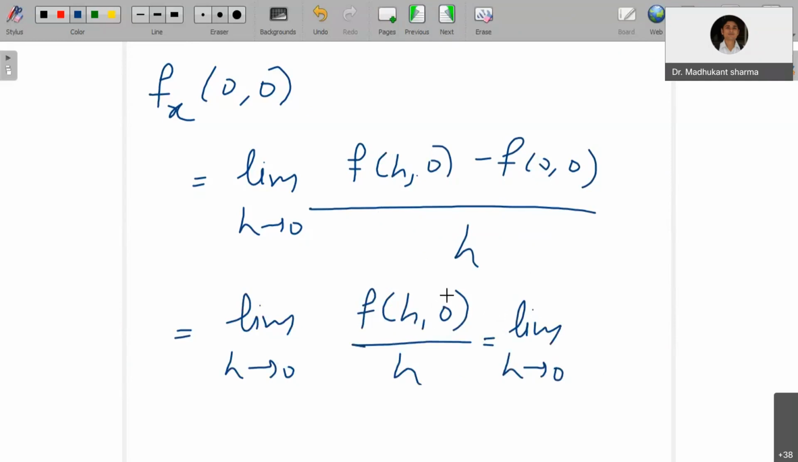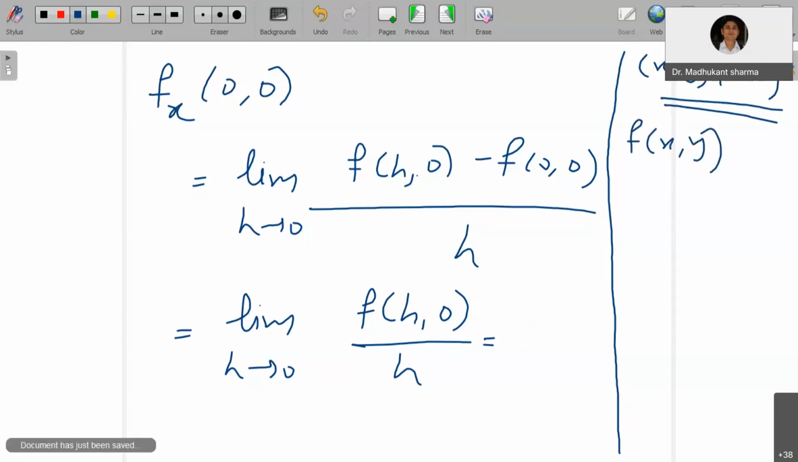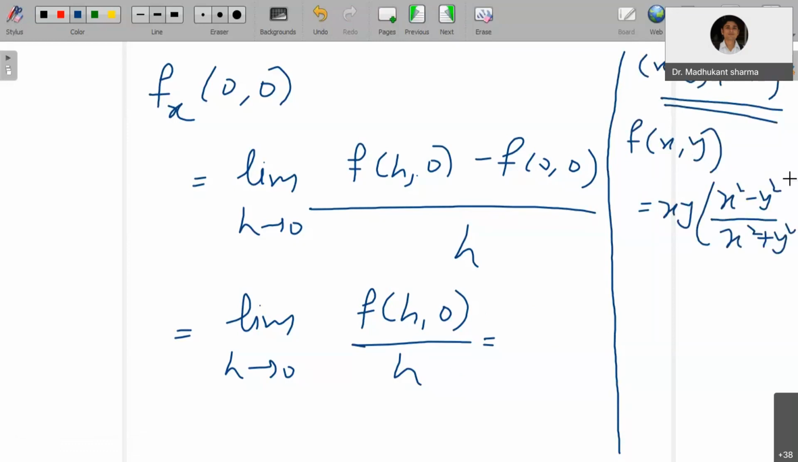Now see, y is 0 and x is h. You have to replace in the definition. So let me write down on this side what the definition was for (x, y) a non-zero point. Then it will be more clear. f of (x, y) is equal to x times y times (x square minus y square) divided by (x square plus y square).